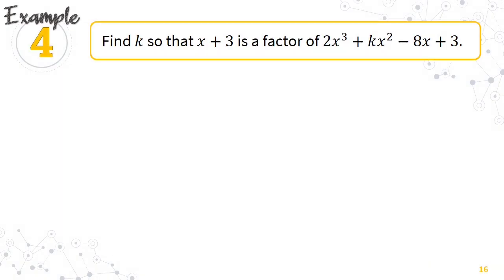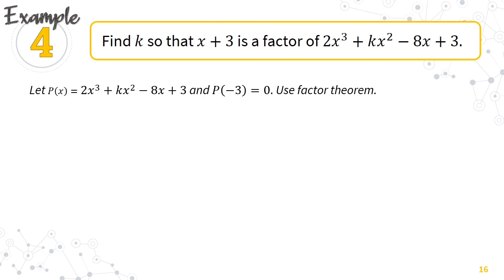Another application of the factor theorem. Find k so that x plus 3 is a factor of 2x cubed plus kx squared minus 8x plus 3. Solving for k, we have to let p of x be equal to 2x cubed plus kx squared minus 8x plus 3 and p of negative 3 equals 0. Starting with p of negative 3 equals 0, we will substitute negative 3 for all the variable x on the given polynomial.